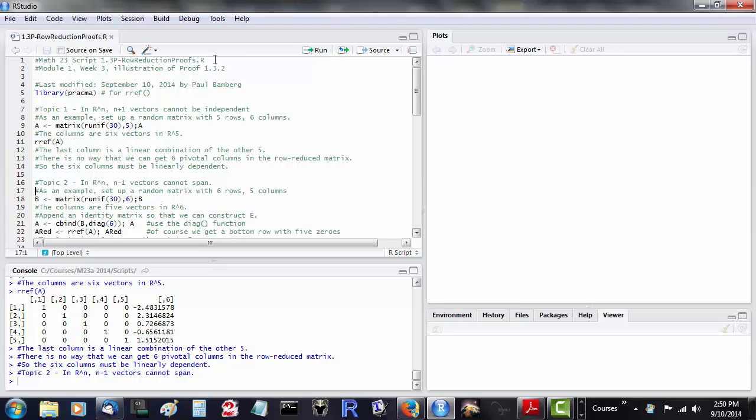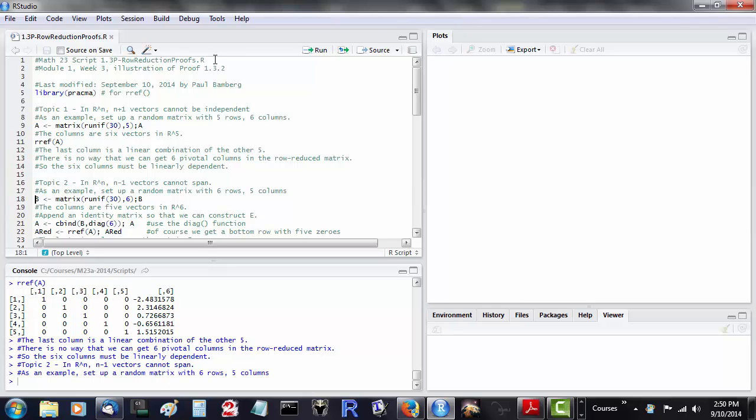The other main ingredient of the proof is the fact that in Rn, n-1 vectors are not enough to span the space. And this turns out to be considerably harder to prove. This time I'm going to use n equals 6, so I have 6 rows, 6 component vectors, but I'm only going to have 5 vectors.